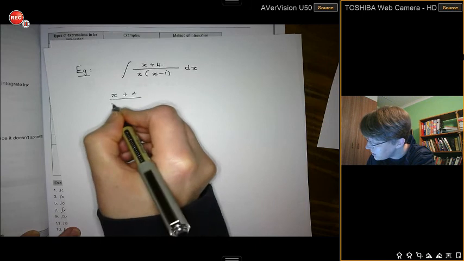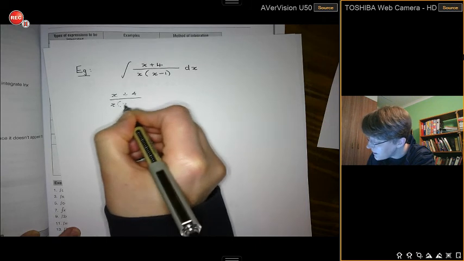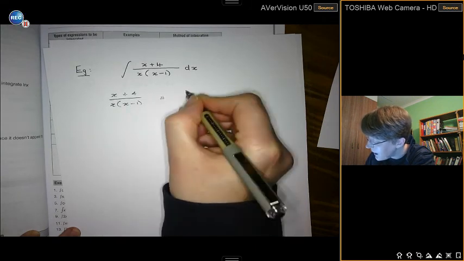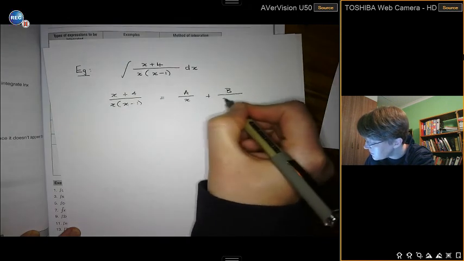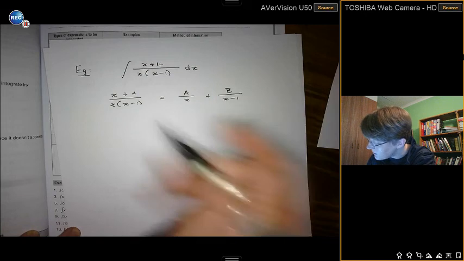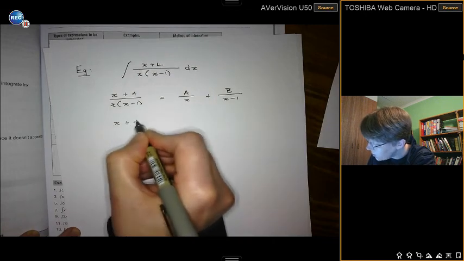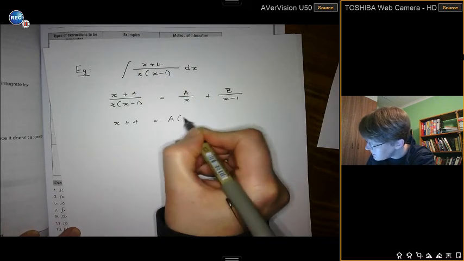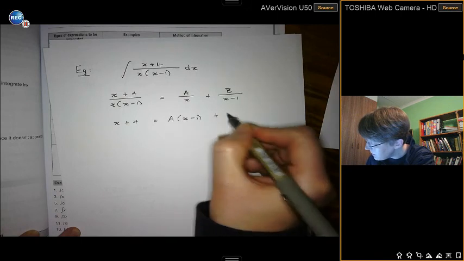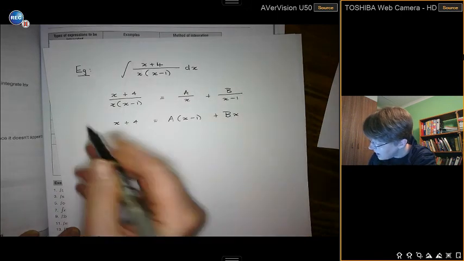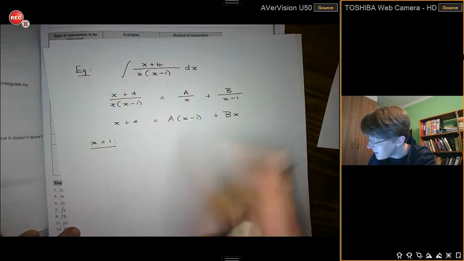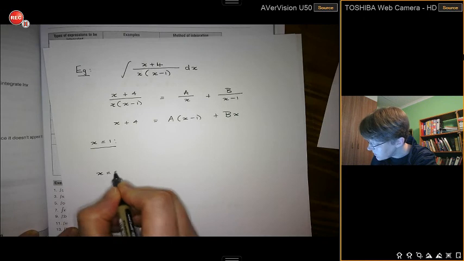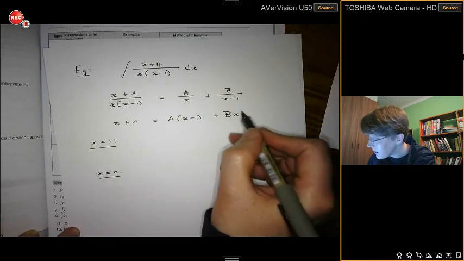x plus 4 over x times x minus 1 is going to be a over x plus b over x minus 1. So we're going to multiply by the LCM of the denominator, which means x plus 4 is going to be a times x minus 1, and then b times x. And then we're going to set x equal to 1 according to the cover-up method to cover this up. And then we're going to set x equal to 0 according to the cover-up method to cover that one up.